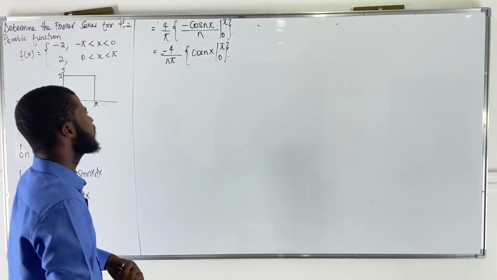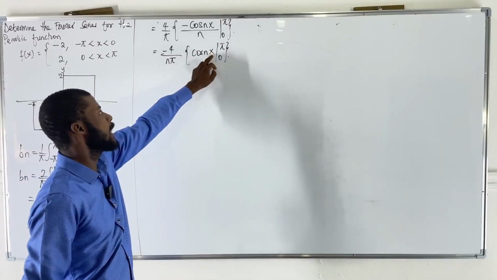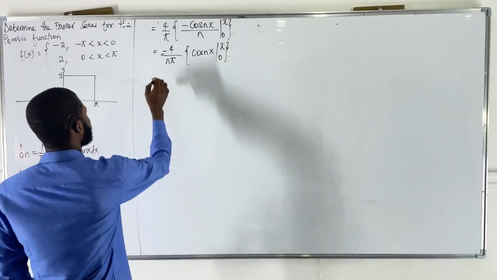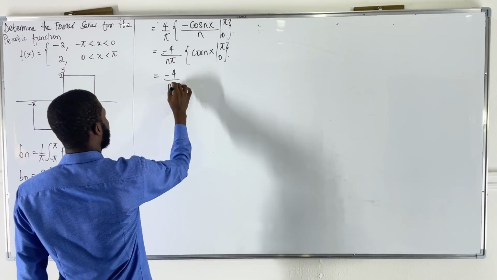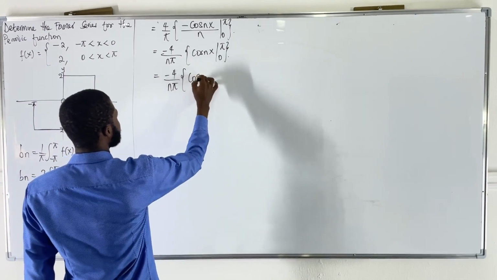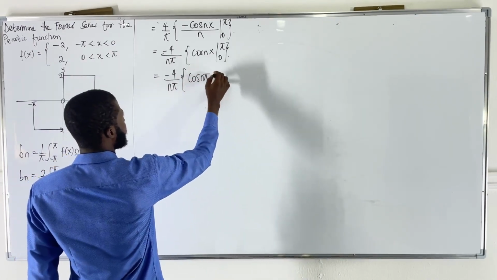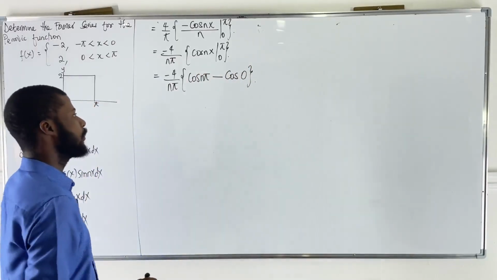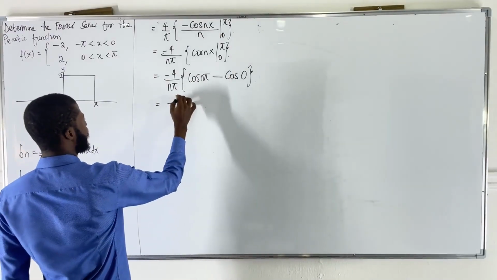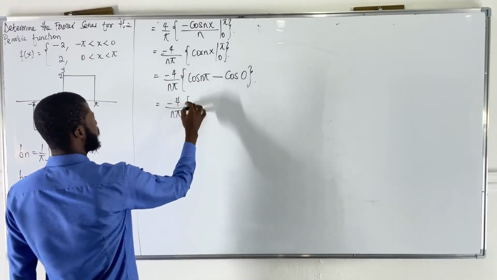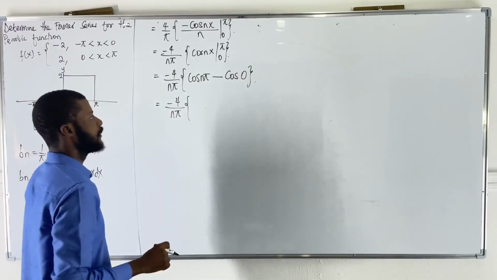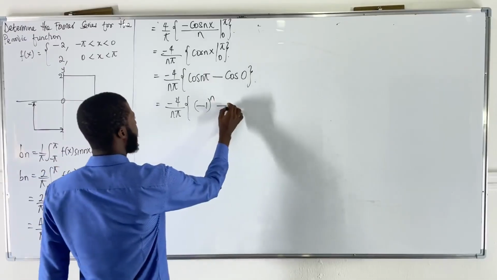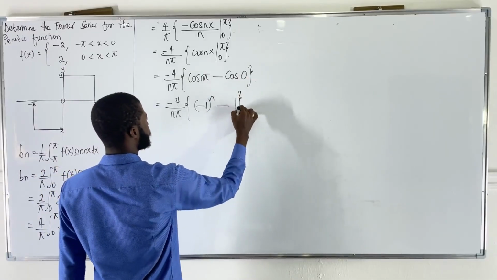All right. Now the next thing I'm going to do is, anywhere I see x here, I'm going to be putting pi. And then when I see x the second time, I'm going to be putting 0. So this will be minus 4 over n pi into cos n pi minus cos 0. Evaluating the limits, that's what I'm going to have. And this is minus 4 over n pi into cos n pi, which has a special value. Cos n pi is minus 1 to the power of n. Minus cos 0 is 1.